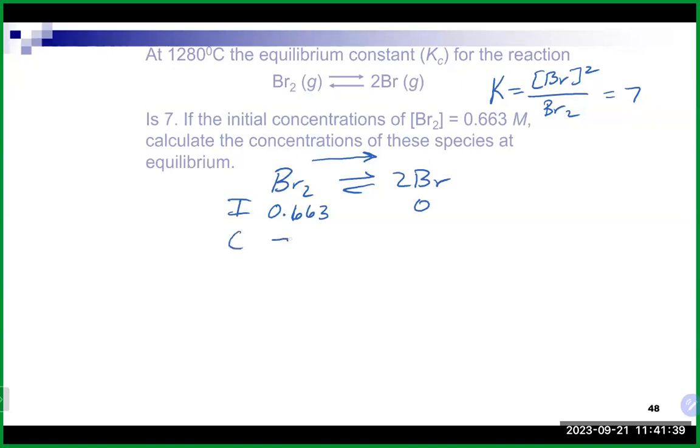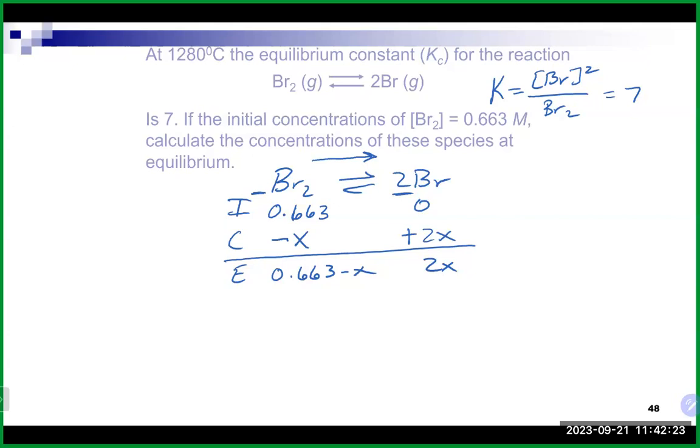We know that this then should be minus x. Again, the coefficient here is 1. And on this side, we should be gaining it, which would be plus 2x. I forgot to mention a second ago, but this would be the other place where, if we were able to calculate Q, that's what could affect our change part in the ice table, which is the direction the reaction is going. In this particular problem, we cannot calculate Q because we don't have enough information to do so. So you don't have to worry about it in this case. At this point, we're just going to carry this down here, and we're going to end up with 0.663 minus x and 2x. Any questions on the ice table here?